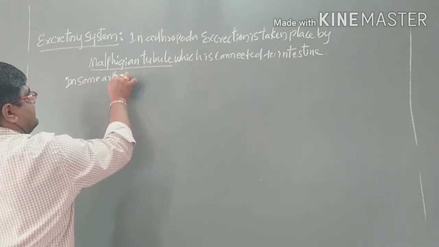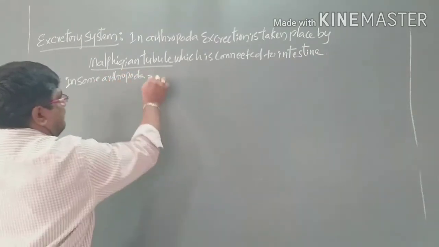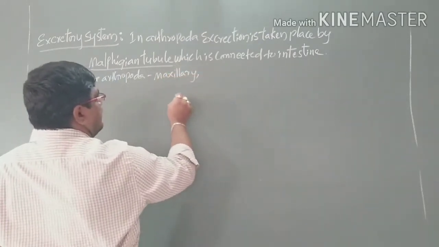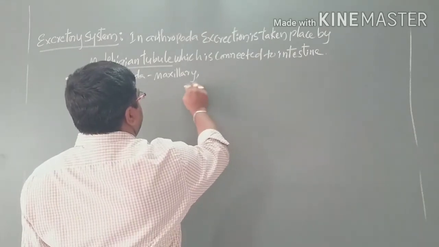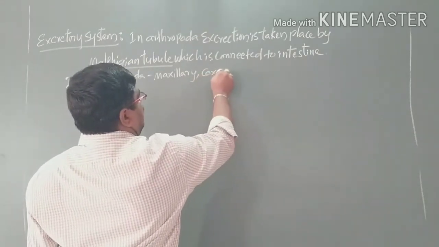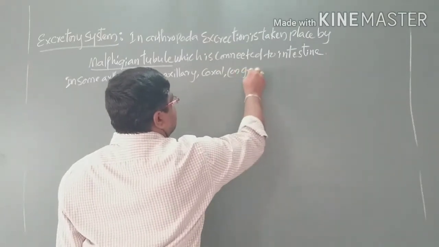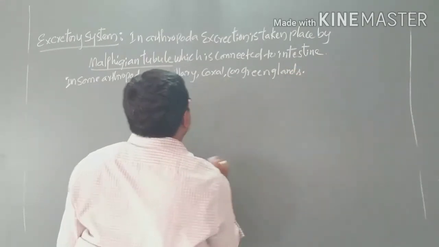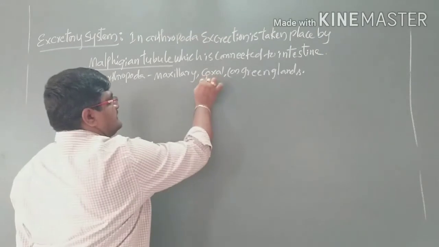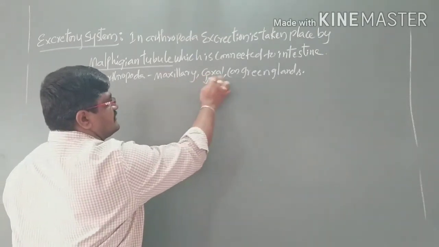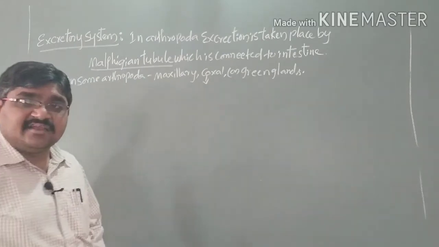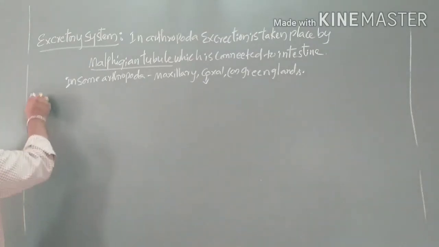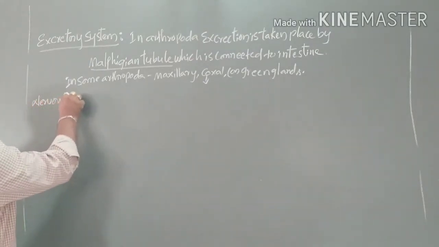In some arthropods, it consists of maxillary, coxal and green glands, where they act as excretory organs. These maxillary, coxal and green glands will act as the excretory organs in some arthropods. Next, coming to the nervous system.